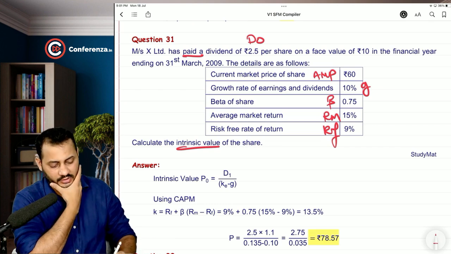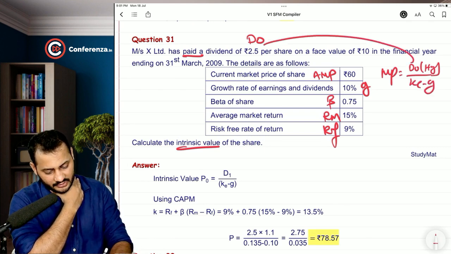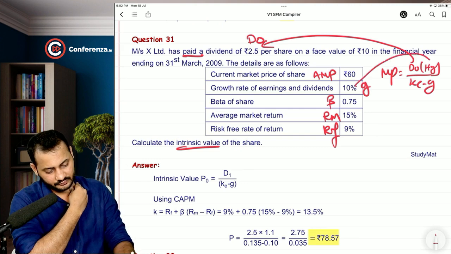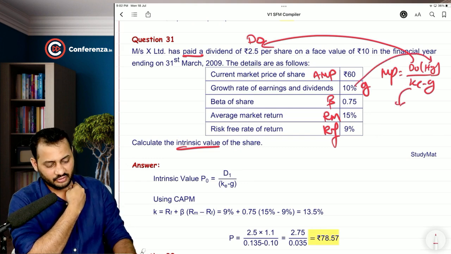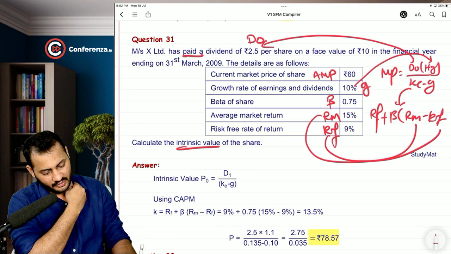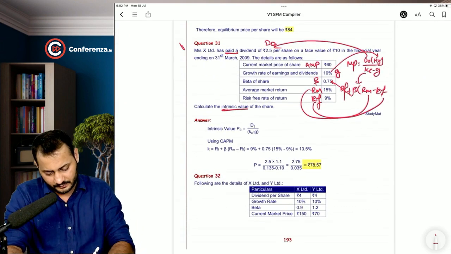Nothing's new in that. See, market price to be calculated as D0 (1 plus growth) divided by cost of equity minus growth. You have the D0, that is 2.5. You have the growth rate, which is 10%. Okay, the only missing figure is cost of equity, which will be calculated as RF plus beta (RM minus RF). You have RM, you have RF, only thing is beta. Beta is also there. What else is required? Forget about this homework.